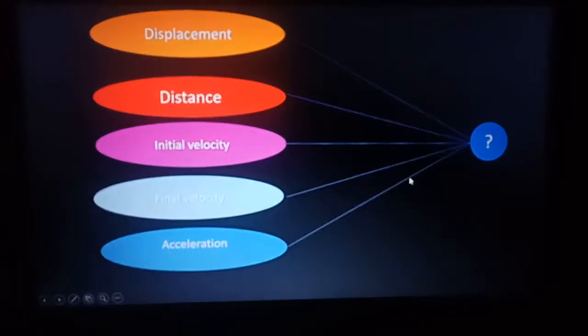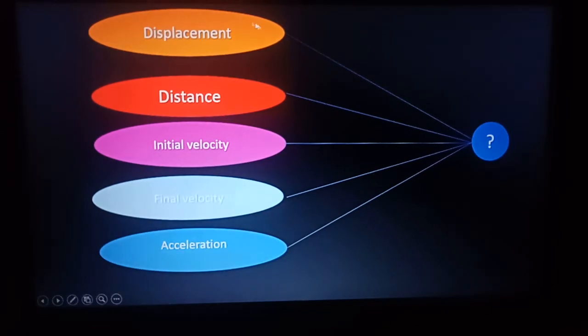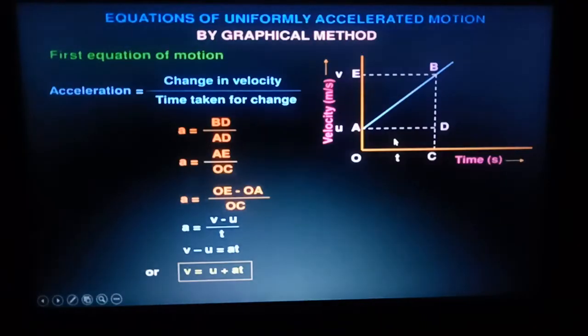So let's proceed. As we have discussed the various terms, that is displacement, distance, initial velocity, final velocity and acceleration. Bonding all these terms, what do we get? What is the result of relating all these terms is a question mark in this PPT. The result is the equation of motion. Equation of motion relates all these terms, provided one thing, that the acceleration should be uniform. So let's proceed with the first equation of motion.